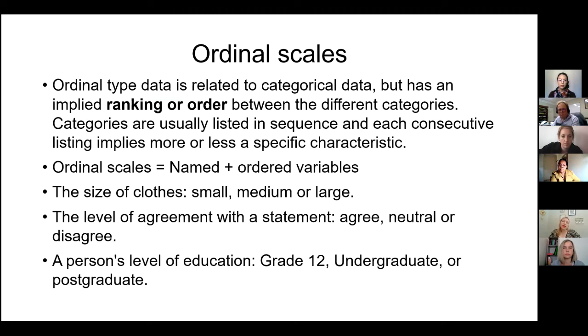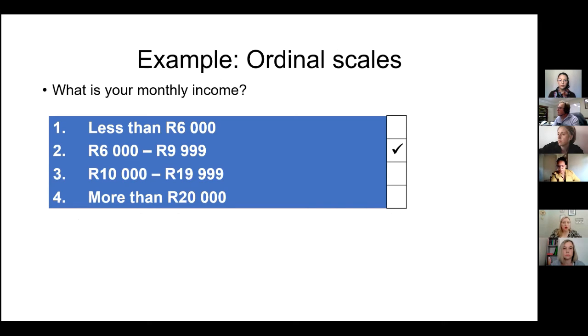With ordinal scales, it is also categorical data, but it has an implied ranking or order between the different categories. This order or ranking doesn't necessarily have the same interval between each category. For example, it could be small, medium, and large, or agree, neutral, or disagree. I just want to show you an example. Here it is: what is your monthly income? Less than 6,000, between 6,000 Rand and 9,999, 10,000 to 19,999, or more than 20,000.